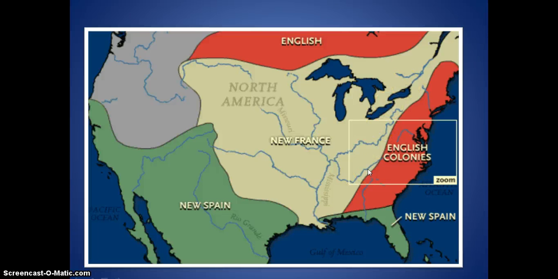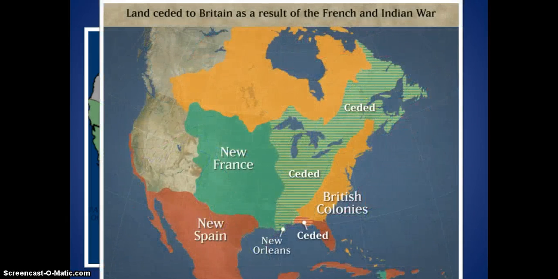When the war is done, the British have won. And this is how the map looks. Everywhere where you see these stripes here, this all used to belong to the French, but now it belongs to the British. You can see the French have backed all the way up to this line. Can anybody guess what that line is? If you said it was the Mississippi River, you'd be correct. So now the British have all this territory in North America.